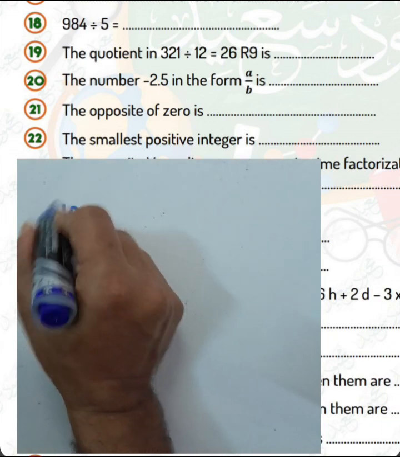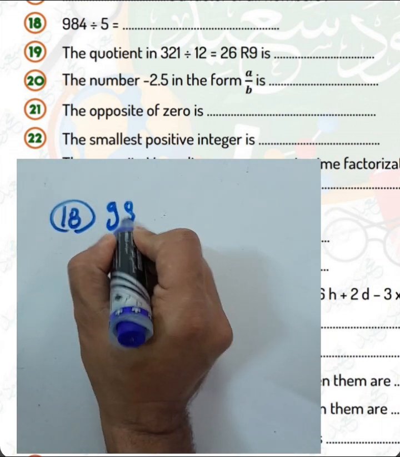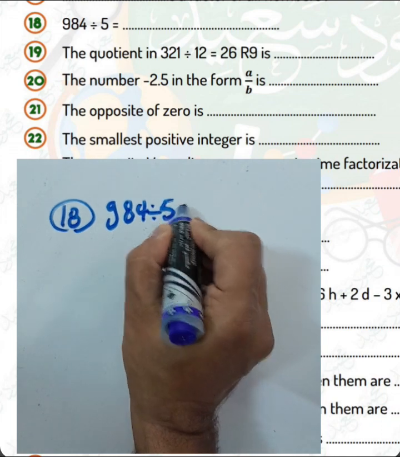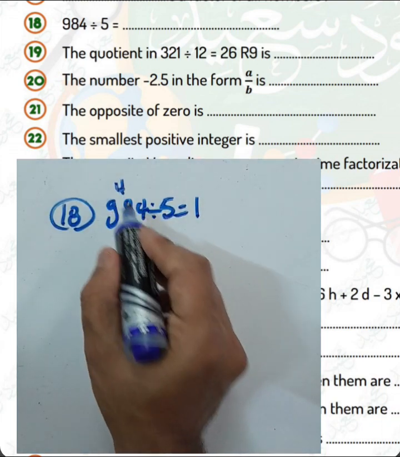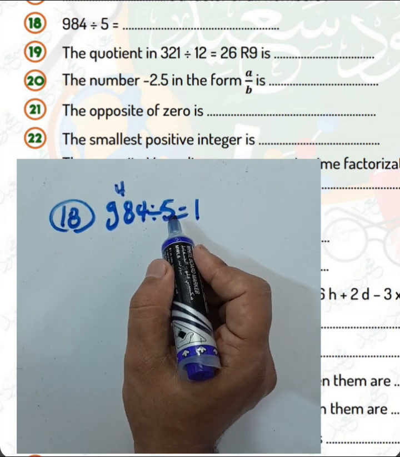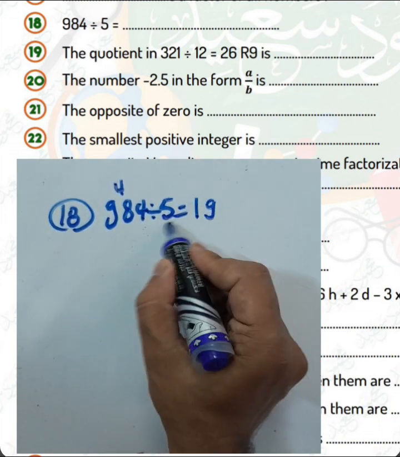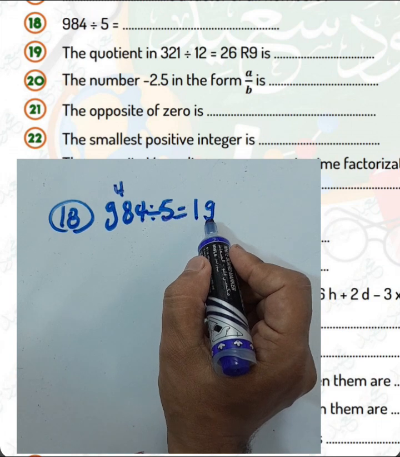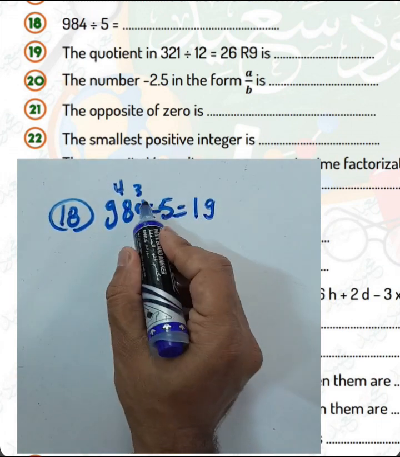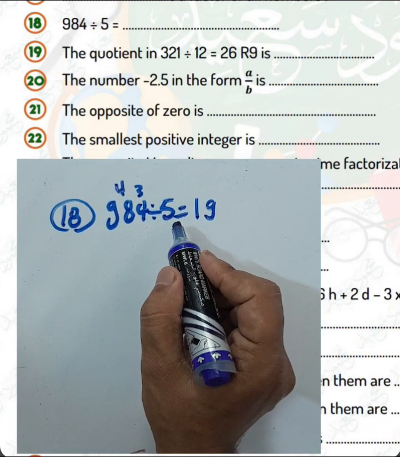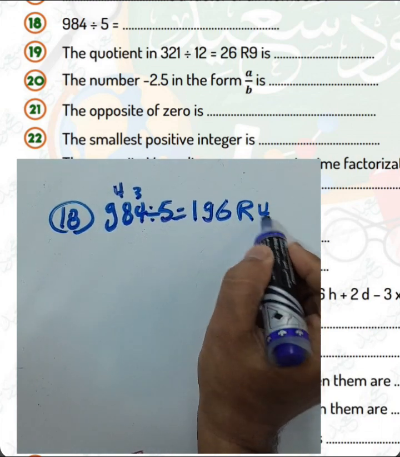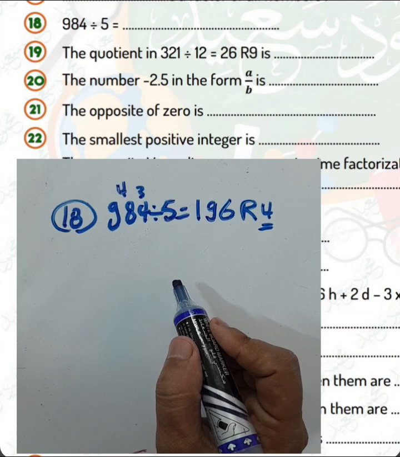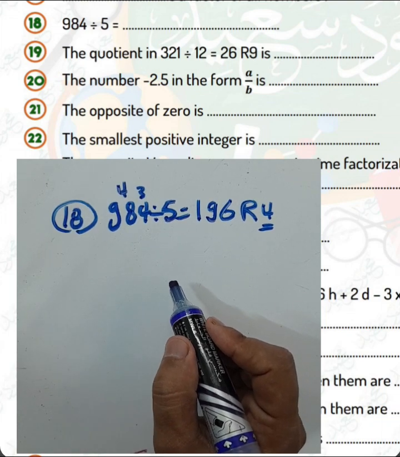Question 18. 984 divided by 5. 9 divided by 5 equals 1 and the remainder 4. 48 divided by 5 equals what? Equals 9. 5 times 9 equals 45 and the remainder 3. 34 divided by 5 equals 6. 5 times 6 equals 30 and the remainder 4. Okay, so the result is 196 and the remainder 4.